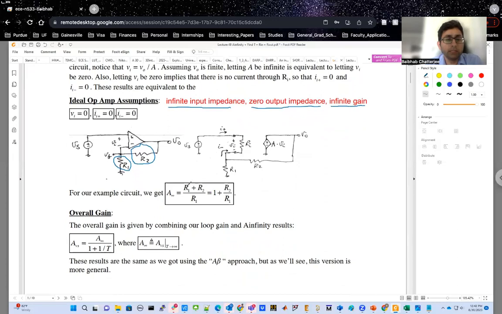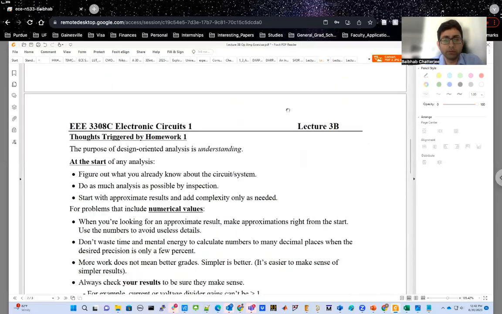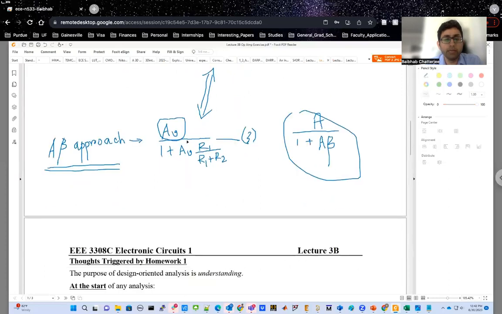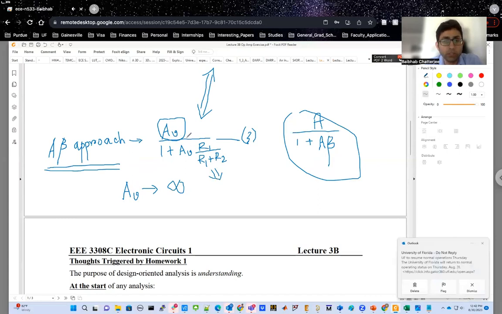But in this particular example circuit, you can find out what would be your overall gain. If you go back to the previous PDF, you'll see that your overall gain is AV divided by 1 plus AV times R1 divided by R1 plus R2, which you got using two approaches. Now, if you assume your AV to be infinite, and that is the assumption for the ideal op-amp case, what would be your overall gain? You cannot have this AV in the numerator anymore because that is infinite. So you have to divide your numerator and denominator by AV.